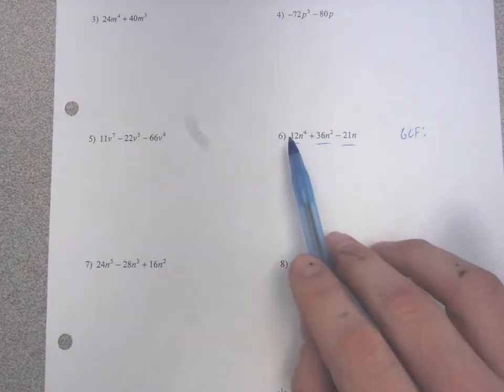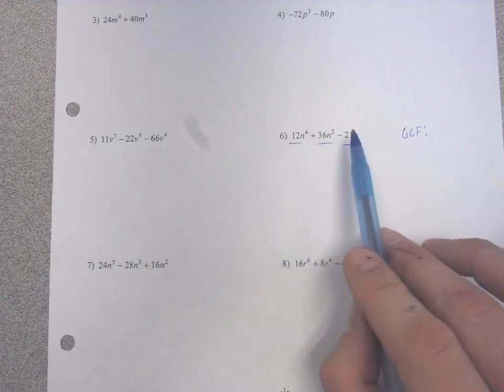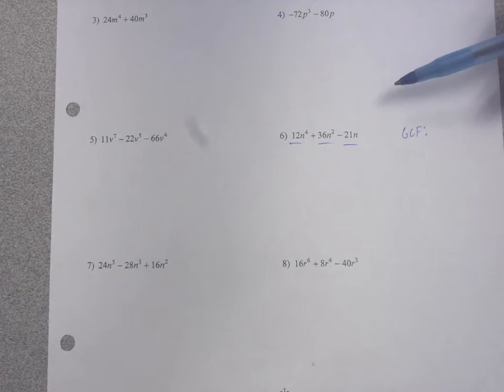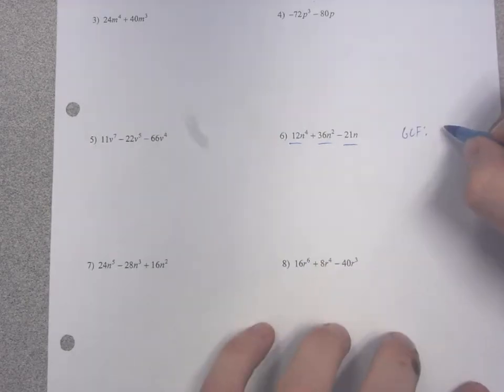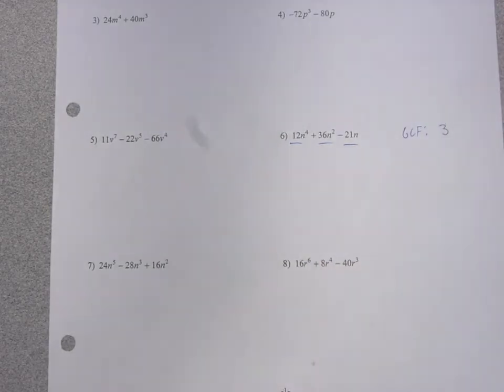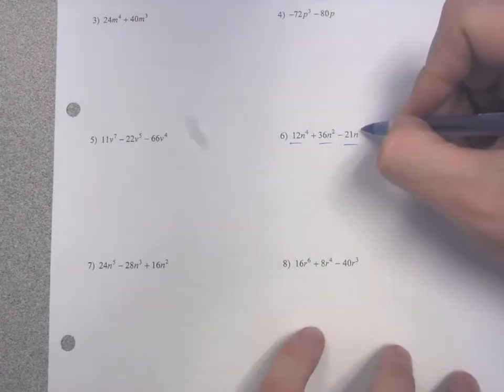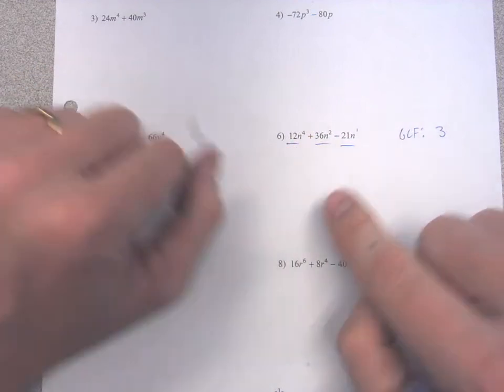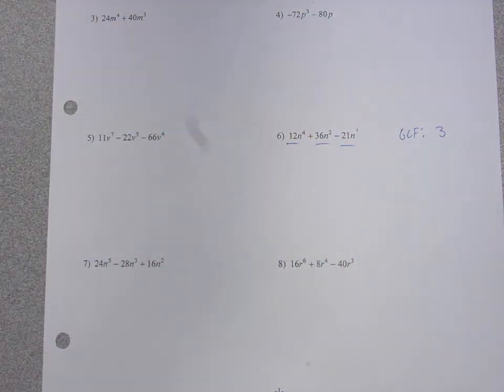Well, 12 goes into 12 and 36, but it doesn't go into 21. The factors of 21 are 7 and 3. 7 doesn't go into either of these, but I think 3 goes into both of them. So it looks like the greatest common factor for the number part is 3. Then we got to talk about the variables. Okay, now what we're going to do is we're going to pull out or divide out or undistribute some variables. And so we got to figure out how many we can take out.